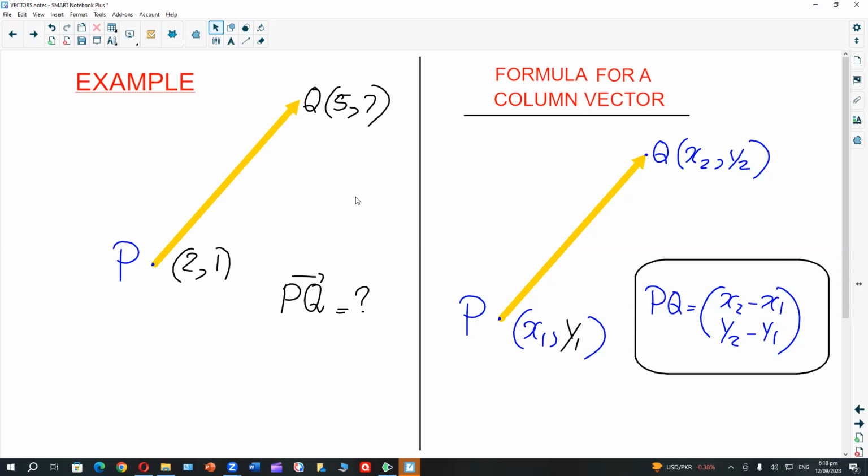I have 2 points, 2, 1, and 5, 7. You have to find the column vector, copy this screen.